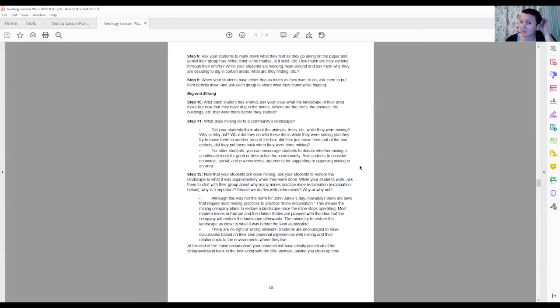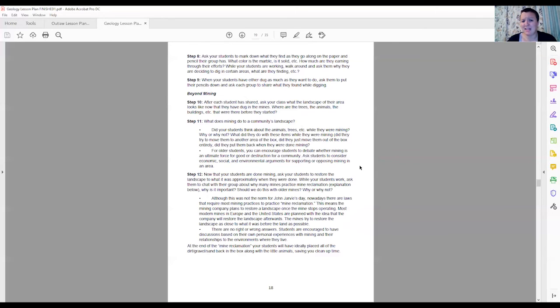After each of your students have shared what they found during digging, I want you to ask your students, what does that little diorama look like now? Where are those little trees, plastic animals, and buildings that were on top when they started? This is to get students to start thinking about the ways that mining impacts the environment. So you want your students to think about the trees and animals that they had to uproot to get to those minerals, and how does that reflect on our actual lived practices of mining today?